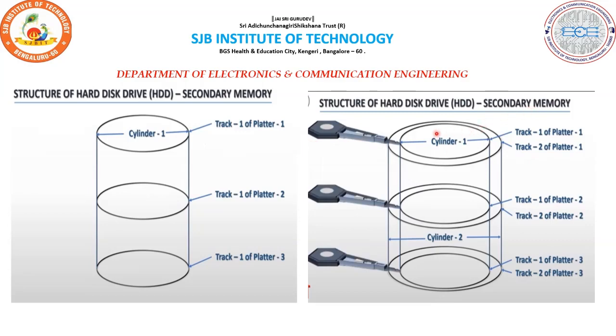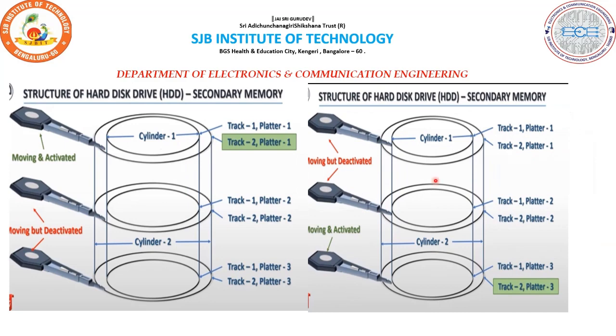This is the structure of cylinder 1, and this is the structure of cylinder 2. When content is to be read from track 1 and platter 1, the read head for that platter is selected and all other read heads are inactive. Then, when content is to be read from track 2 and platter 1, the first read head is activated and the others are deactivated.